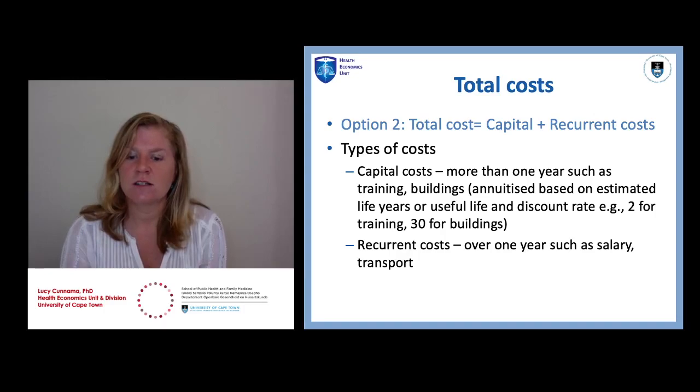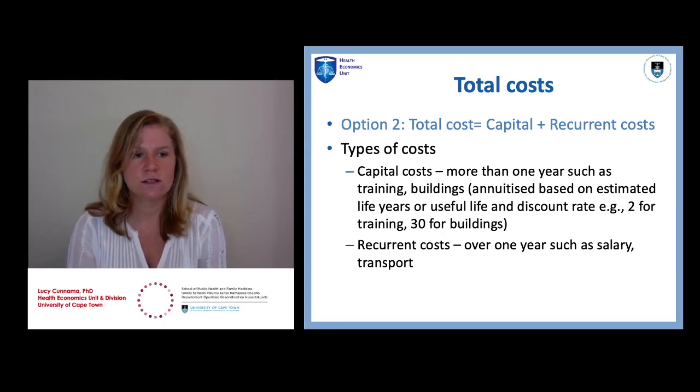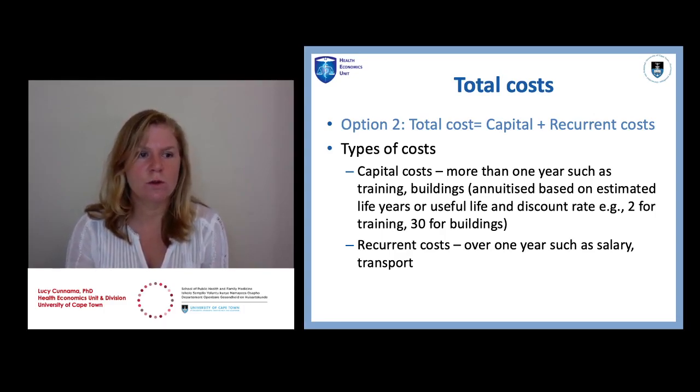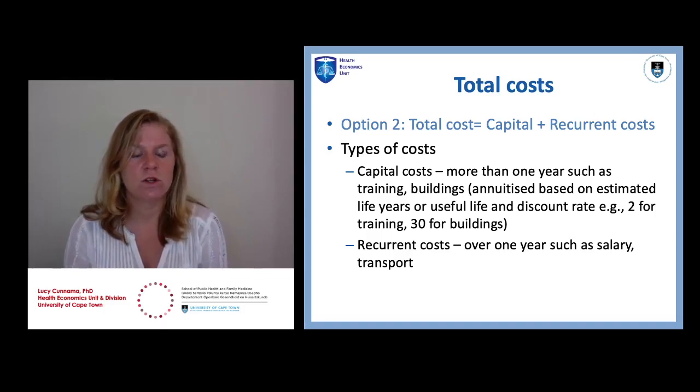A recurrent cost is the value of resources or inputs with useful lives of less than 1 year. Recurrent costs include items like salaries, transport, operations or overheads, maintenance, supplies, pharmaceutical products, and vaccines. And these recurrent items can be purchased irregularly. So, for instance, in a clinic, we may only purchase consumables every 3 months, and we can calculate what this would be over the full year.